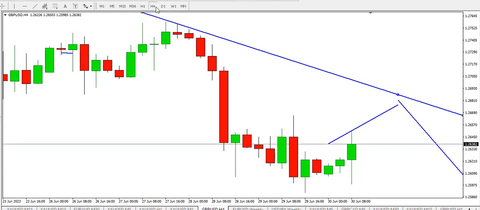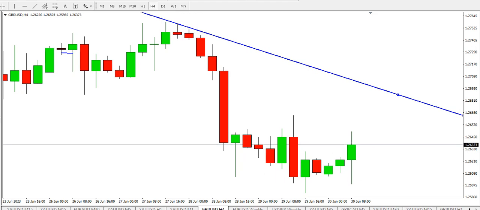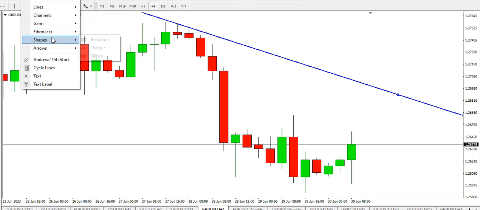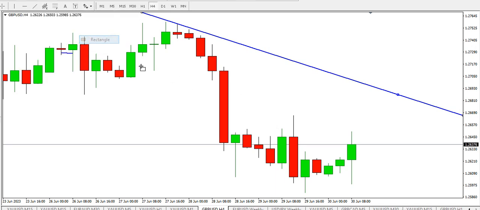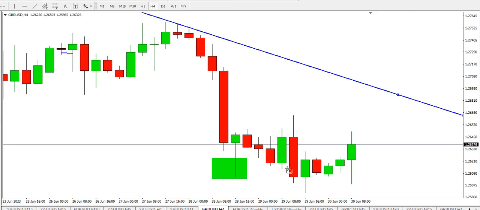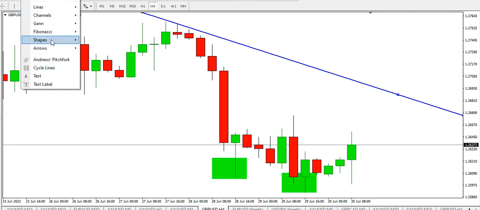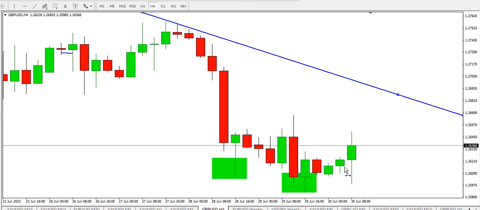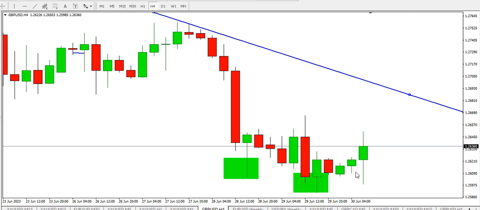For the 4-hour time frame, you can see a triple bottom candlestick formation. This is the first, the left bottom. This is the middle bottom, and this is the right bottom. Triple bottom candlestick formation. So the right bottom is around here.